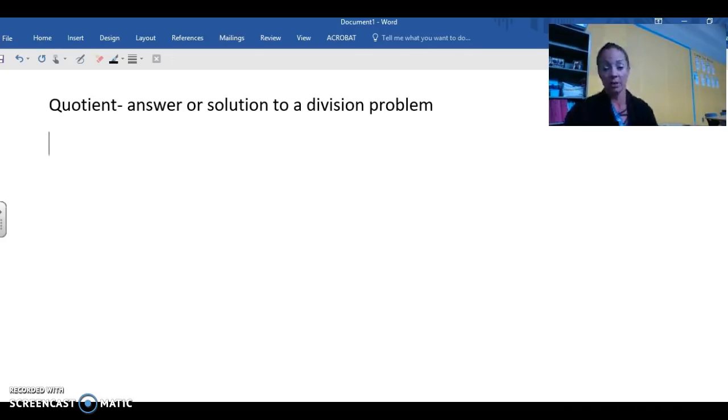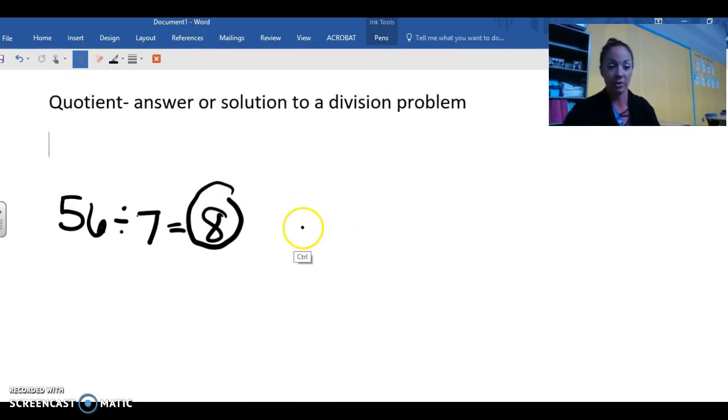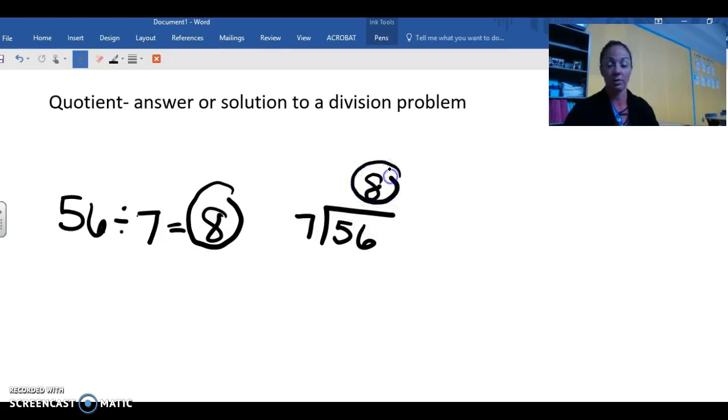So here are a couple examples of quotients, because they can go in a couple of different places. If you have 56 divided by 7 equals 8, 8 is your answer. It's going to be your quotient. If you set up your division problem long division style, if you have 56 divided by 7, you'd put the 8, or the quotient, up here at the top.